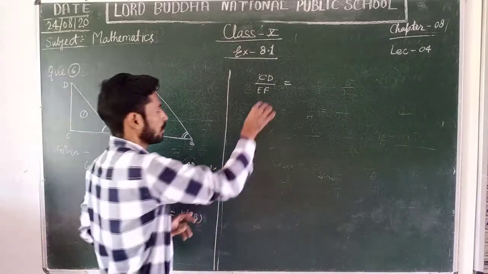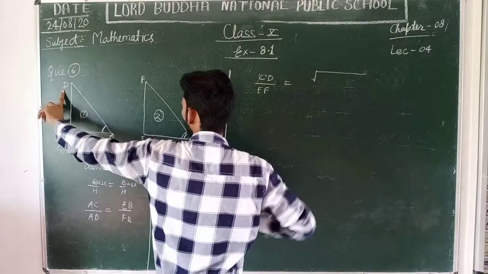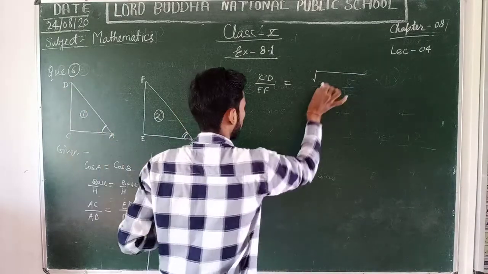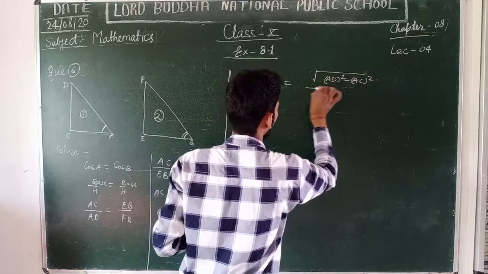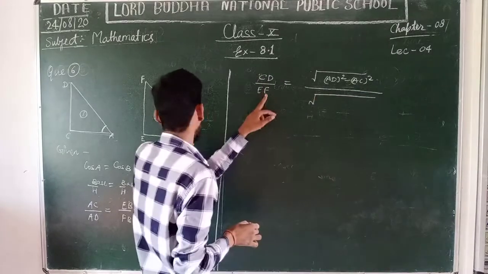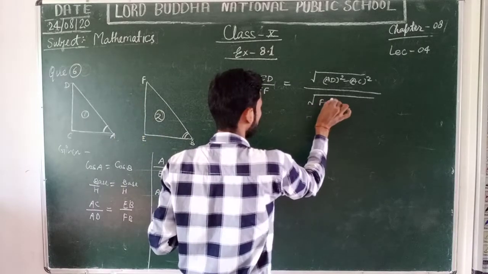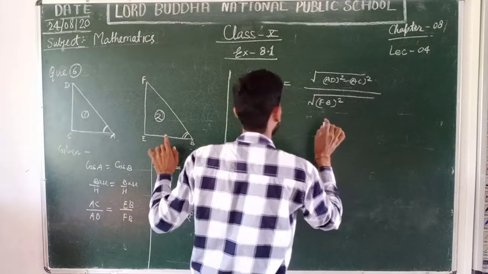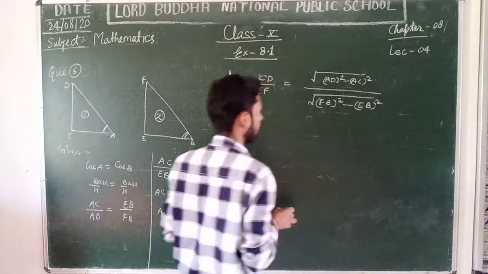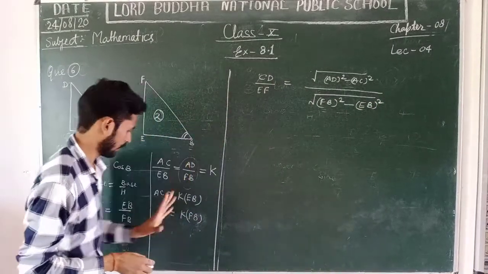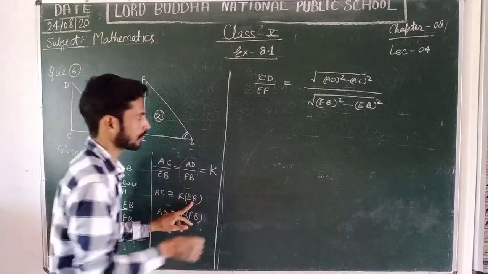So in place of CD we can write AD square minus AC square, upon, in place of EF, which is the perpendicular, we can write FB square minus EB square. Okay, and put the value of AD and AC. What is the value of AD? K FB. And what is the value of AC? K EB.